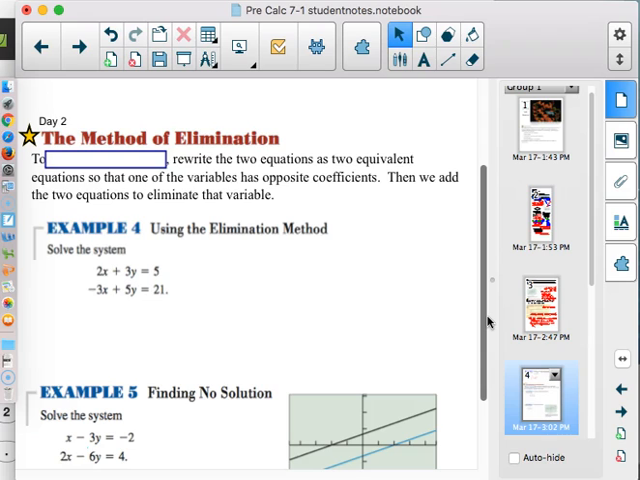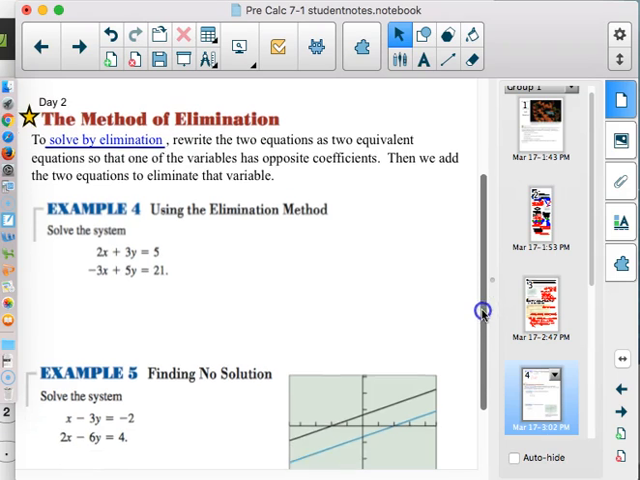What else is there? Well, there's elimination. So the method of elimination, to solve by elimination, what we do is we make either the x's or y's opposites of each other, and then we add the equations together so that one of those variables drops out. So this one says rewrite the two equations as two equivalent equations so that one of the variables has opposite coefficients. Then we add the two equations to eliminate that variable.